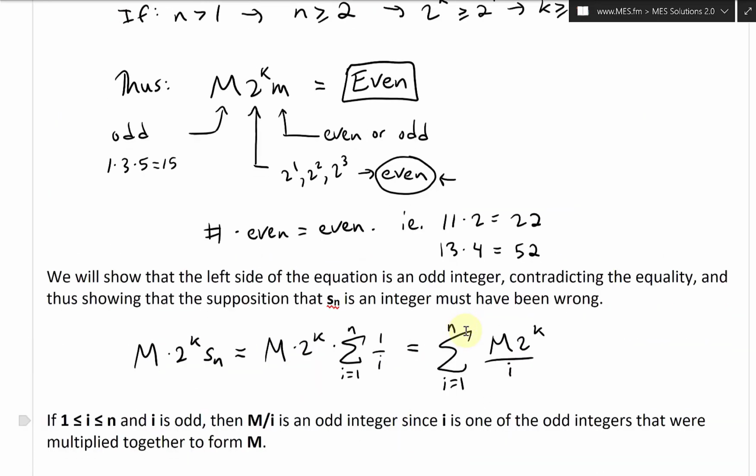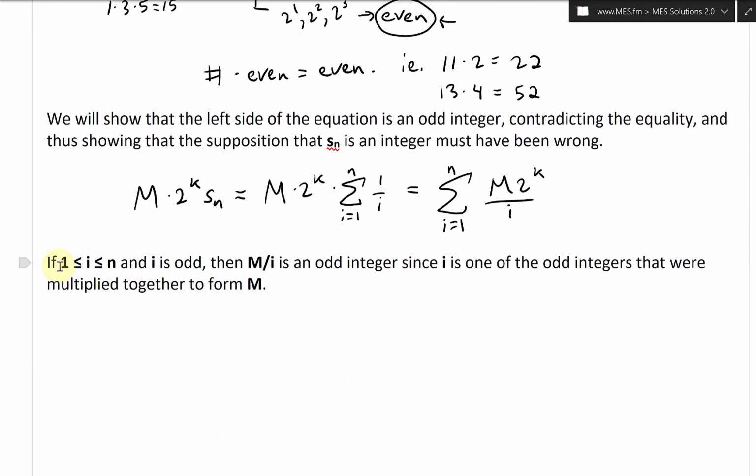Now let's consider the scenario where i is greater than or equal to 1, but less than or equal to n, and i is odd. So we're basically looking at when i is odd, and it sits between there. Then capital M divided by i is an odd integer, since i is one of the odd integers that were multiplied together to form capital M.